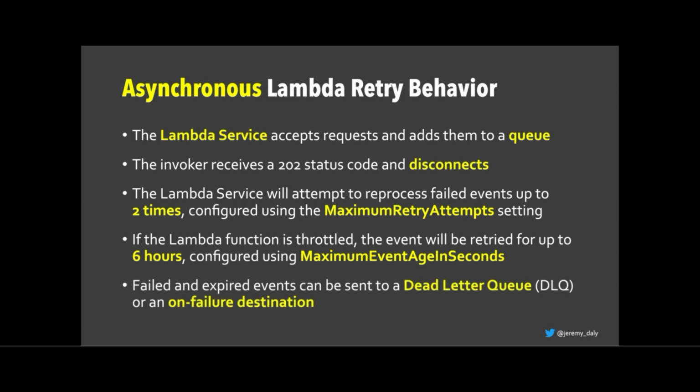And then finally, failed and expired events. So if the event fails more than 2 times, or whatever the maximum retry attempts is, or it expires after the 6 hours, or whatever you set for the age in seconds, it can be sent either to a dead letter queue or to an on failure destination. We'll talk more about on failure and Lambda destinations in a few minutes.